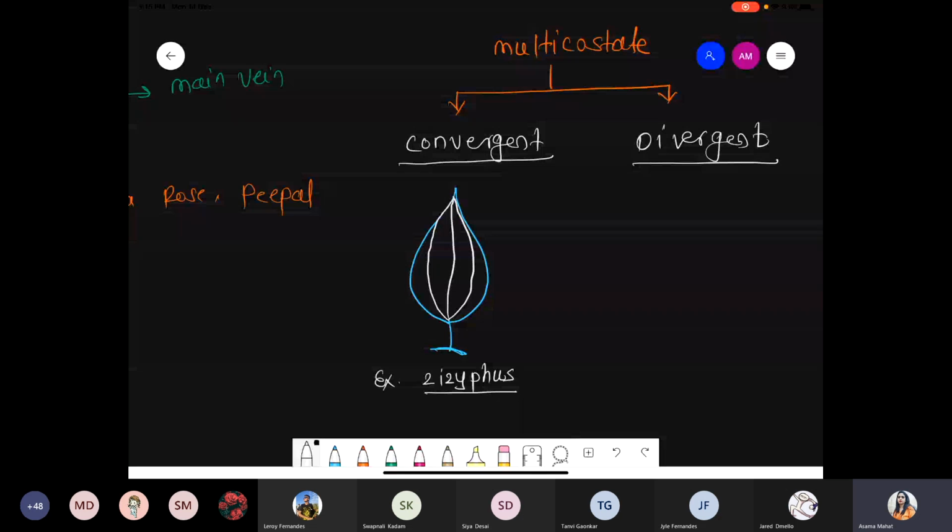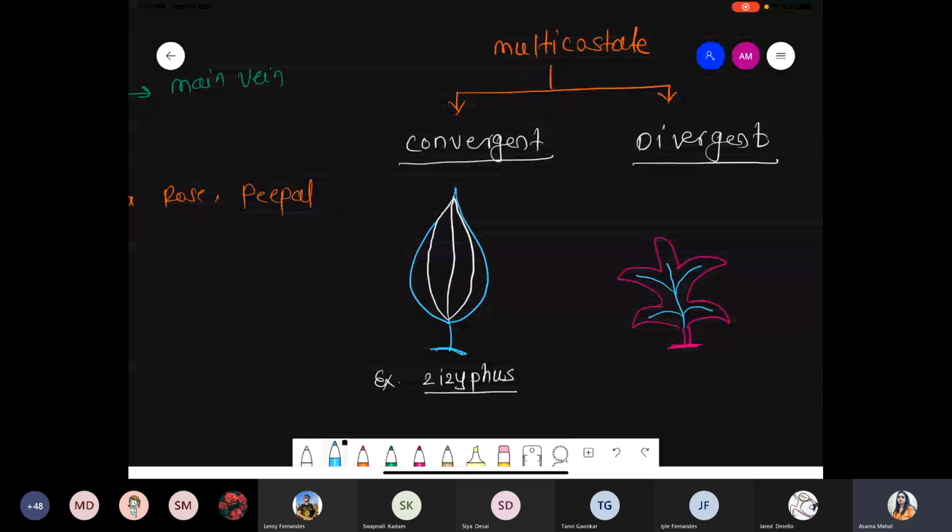Divergent is nothing but, suppose this is a leaf, and the veins are showing such an arrangement. They originate from one point and show divergence in multiple directions. Many main veins are present, right? But now they are showing divergence, which means they disperse and radiate in every direction. So they never meet. They originate from one point, but they never meet. That's why we talk about divergent.